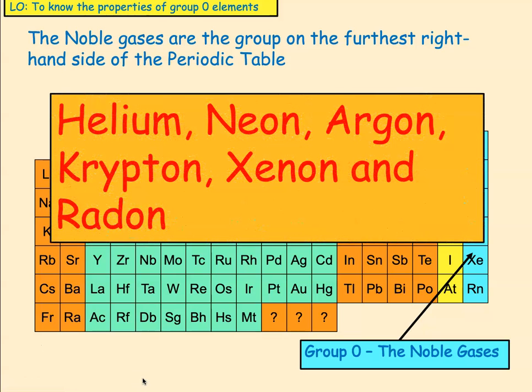Okay, welcome back. The names are helium, neon, argon, krypton, xenon, and radon. If you have got them incorrect, I'd like you to pause the video and rewind and learn those names before you go any further. If you do know them, then we can move on.